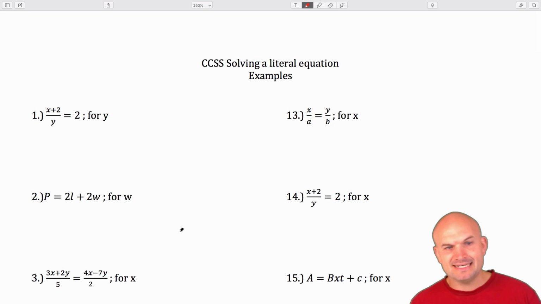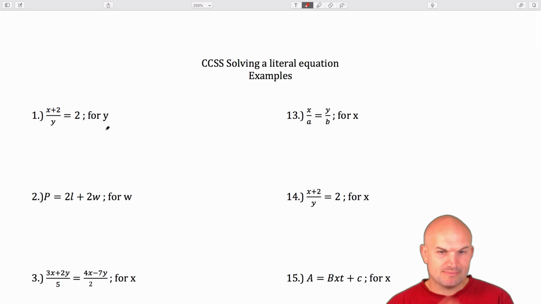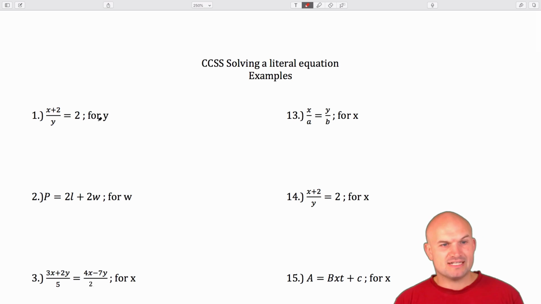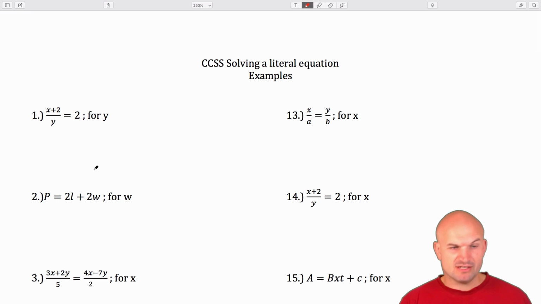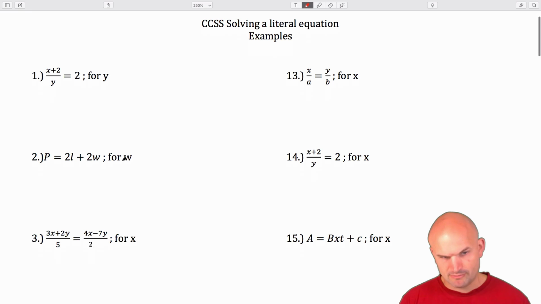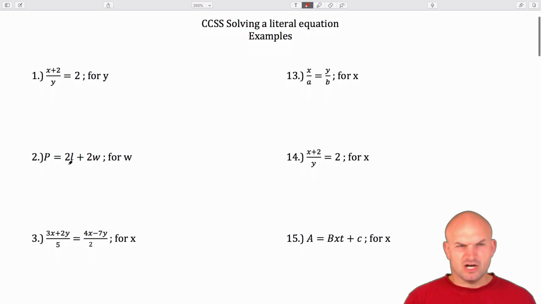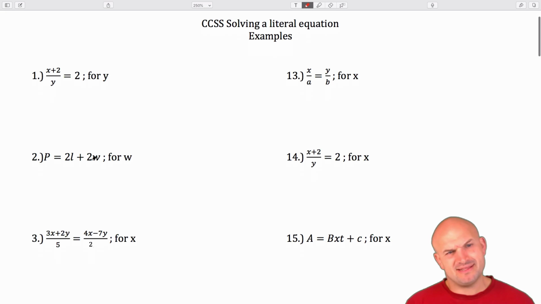The main idea for literal equations is that we're going to have one or more variables. That's why for each example, I'm telling you what variable I want you to solve for. In this equation, I want you to solve for y. In this occasion, I want you to solve for w. But let's actually start with number 2, because it's a little bit easier to work with, and then I'll work with 1. I'm not sure why I made that 1, because that's a little bit more of an advanced problem.